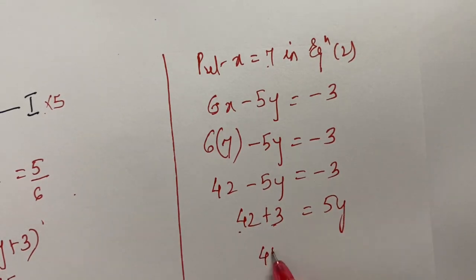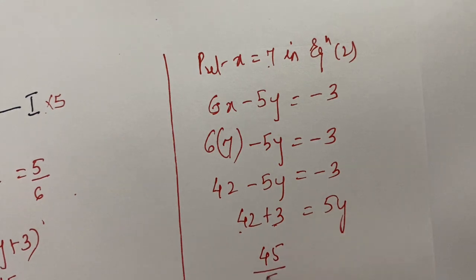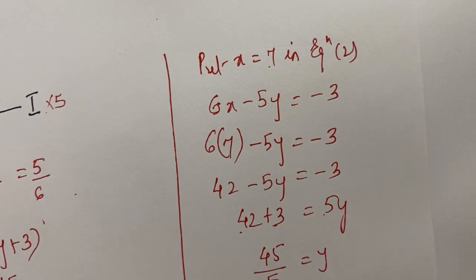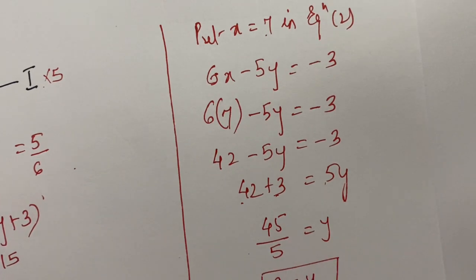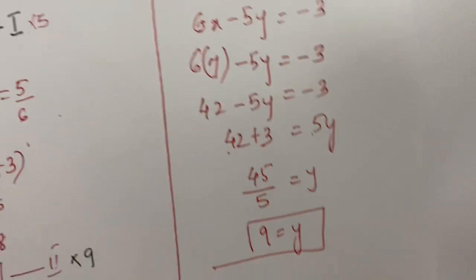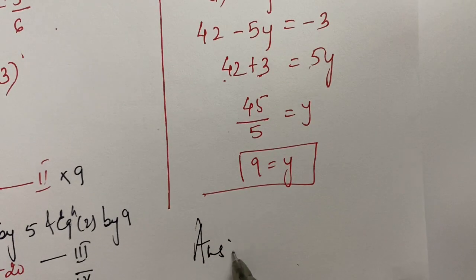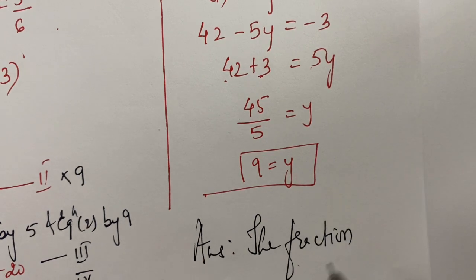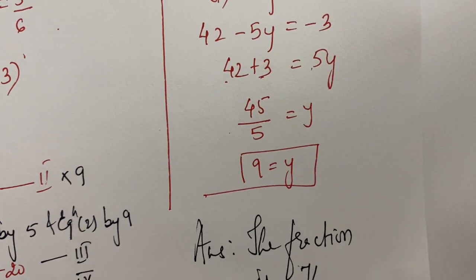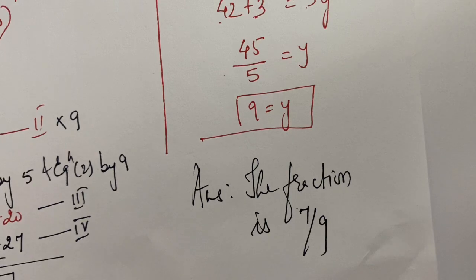42 plus 3 is 45 divided by 5 is equal to y. So your denominator is 9. So what is the fraction? The fraction is your answer. What is the fraction? The fraction is 7/9. Okay.